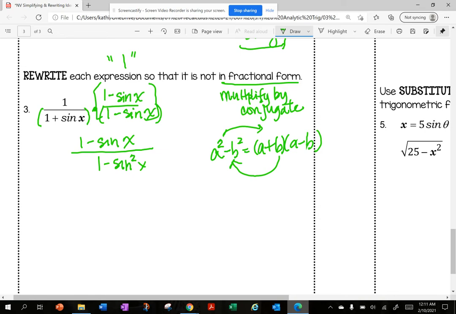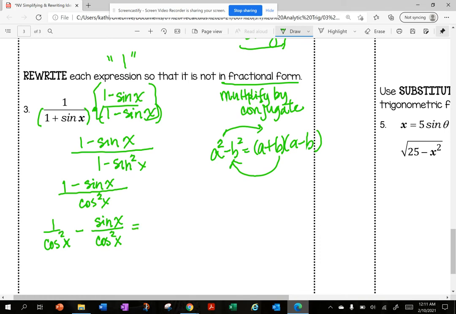Okay, so next I know 1 minus sine squared is cosine squared. So I'm going to substitute, giving 1 minus sine of x over cosine squared of x. And now I'm going to separate my fractions. So I'm going to rewrite this as 1 over cosine squared of x minus sine of x over cosine squared of x.